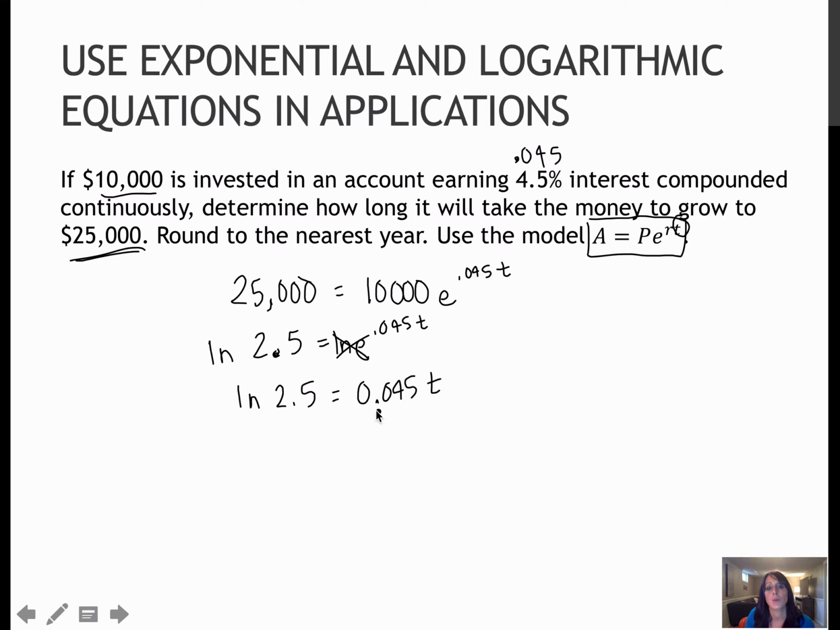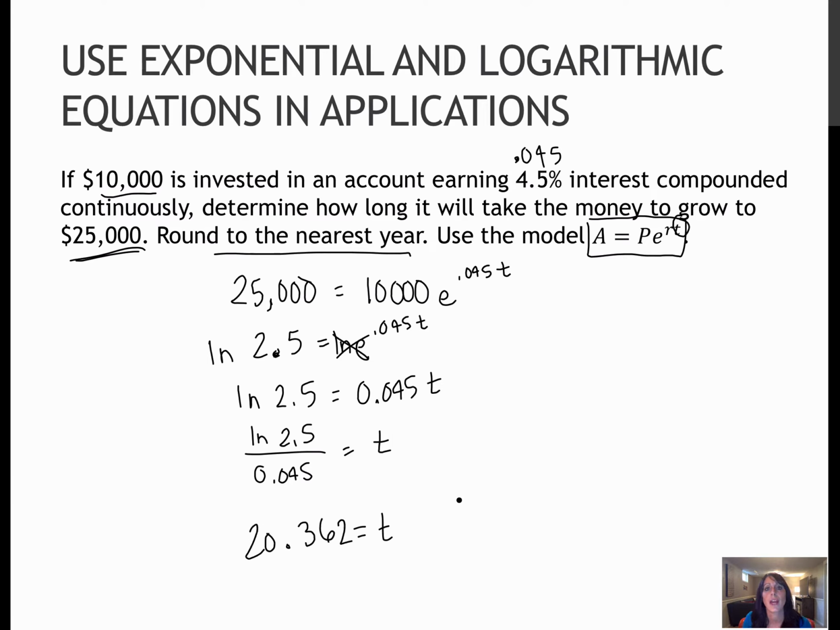0.045t, which means now I can divide each side. So natural log of 2.5 divided by 0.045 equals t. That's the exact answer. We're going to round this to the nearest year. So now I'm going to use my calculator to determine what this value is. And I get a solution of 20.362.